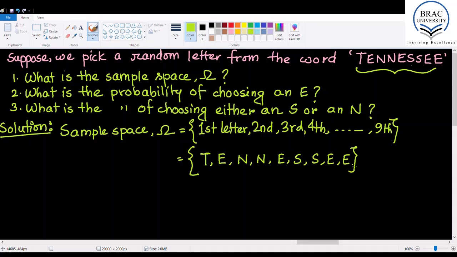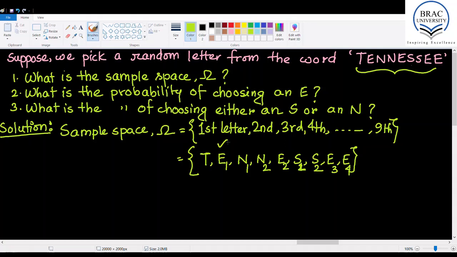You can tell me that we are not supposed to repeat the same element in a set. So why am I writing E multiple times or N multiple times? The answer is we are actually not listing the letters, we are actually enlisting in how many ways we can pick a letter from this 9-letter word. So we can pick the T or we can pick the first E. That's why we can write it like E1, then N1, N2. This is E2, S1, sorry, S2 and E3, E4, right?